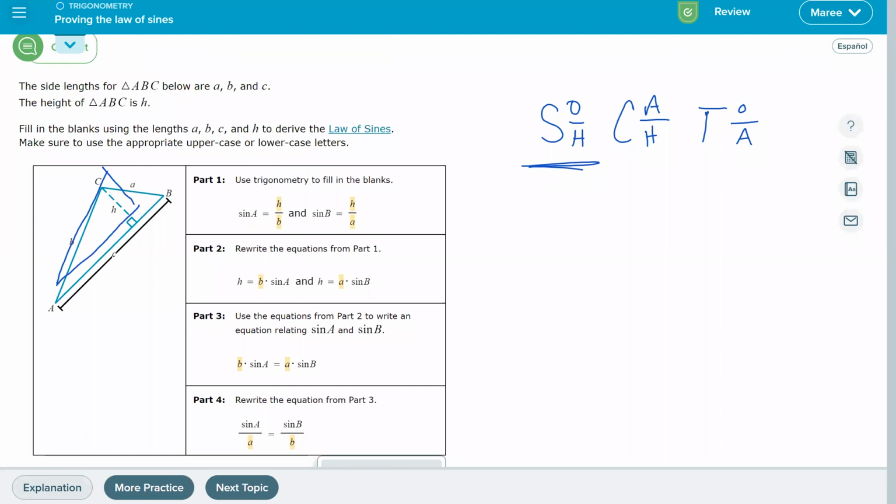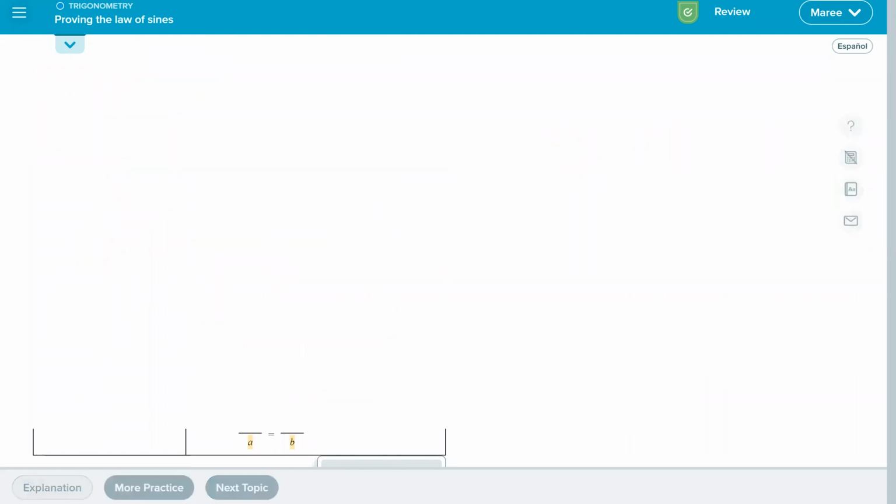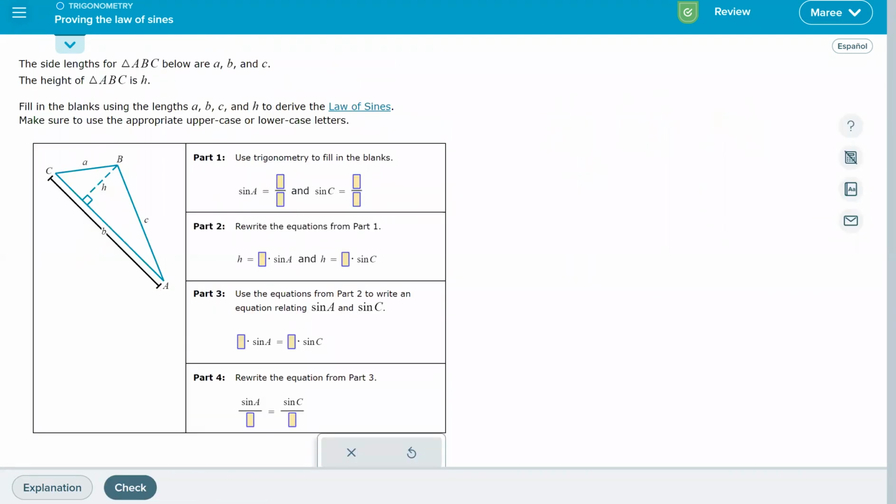Okay, so let's go on and practice again. So sine of A would be, we want to use that H over C. So we'll do H over little c. Sine of C will be H over A. And then solving for H in the first equation, we multiply both sides by C. In the second equation, we're multiplying by A.